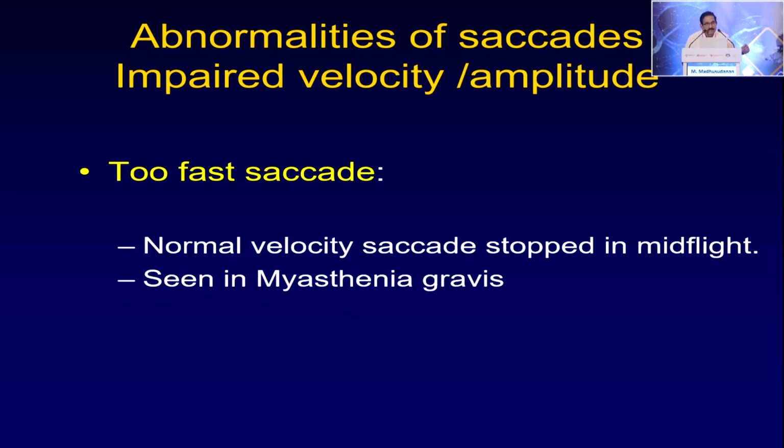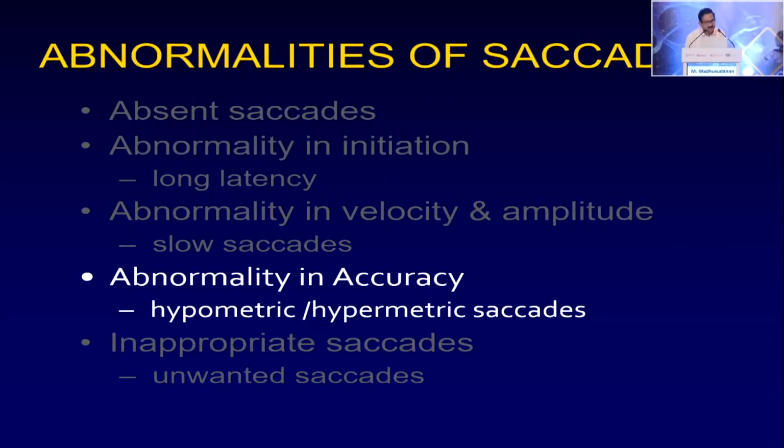But if you find in myasthenia, sometimes you find this phenomenon. It's a normal velocity saccade stopped in mid-flight. So for a short duration of the movement, short length of movement, the velocity is fast. That is called a too fast saccade, hypermetric saccade, superfast saccade.